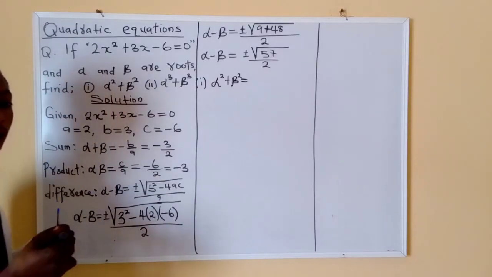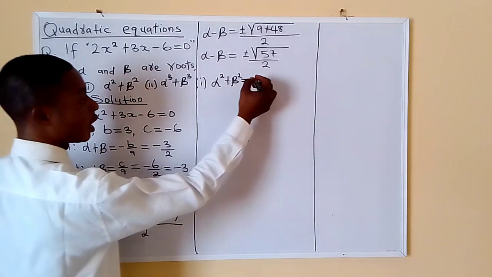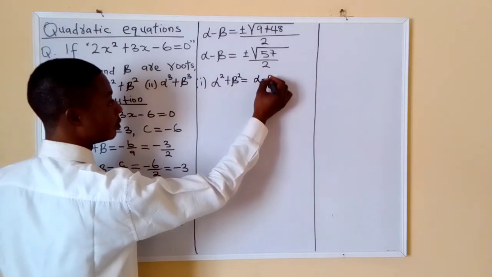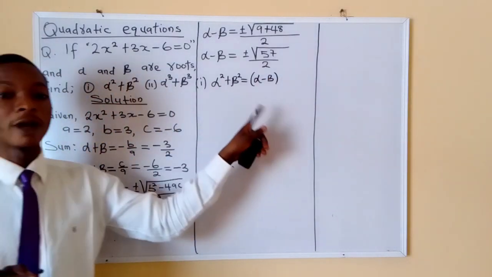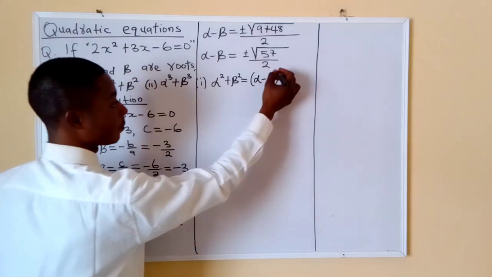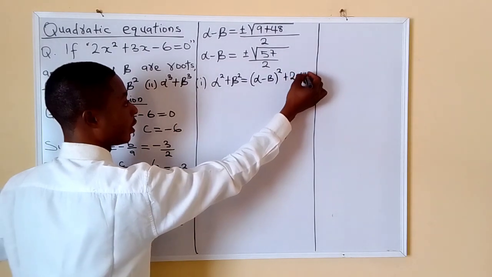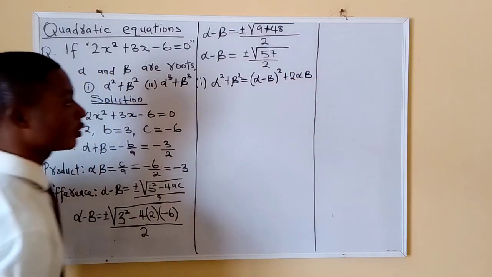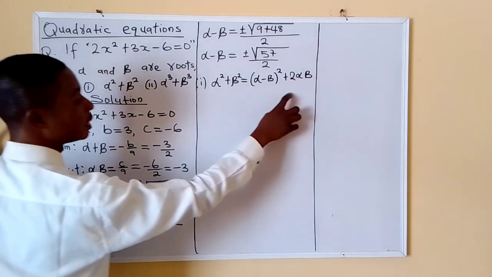For this, factorization is simple. Alpha squared plus beta squared is equal to (alpha minus beta) squared, that's the first thing. Just spell it as (a minus b) squared, but it's (alpha minus beta) squared plus 2 alpha beta. This is the factorization.